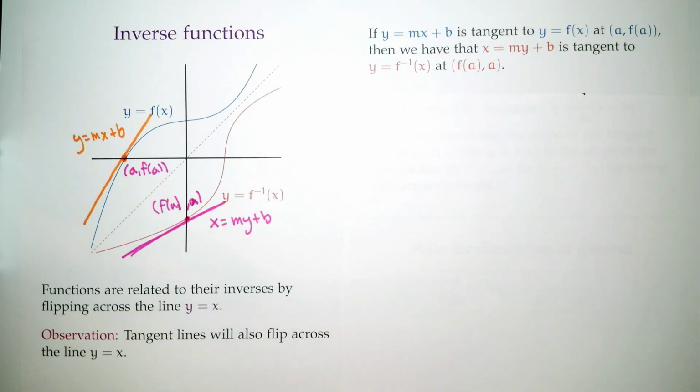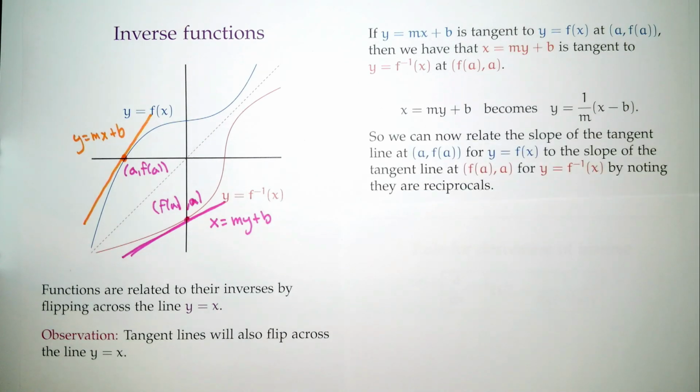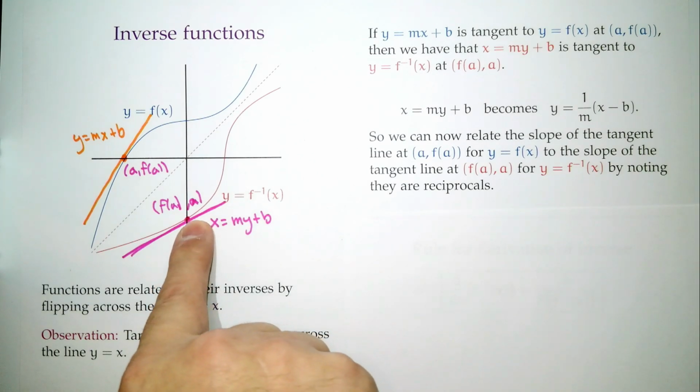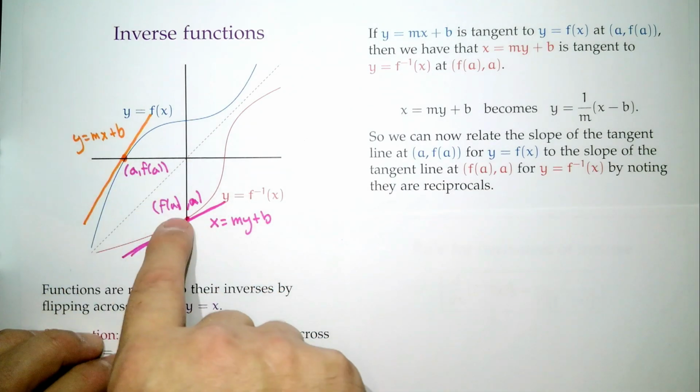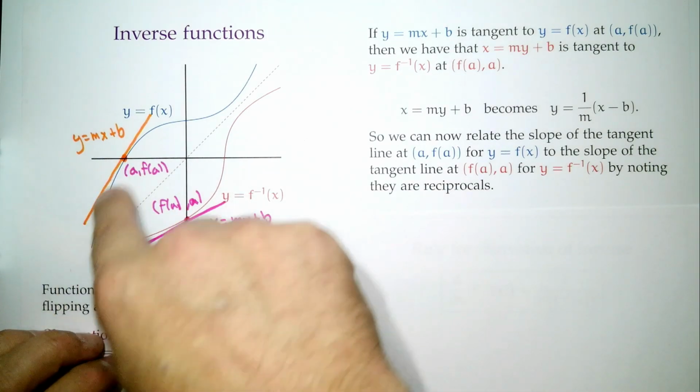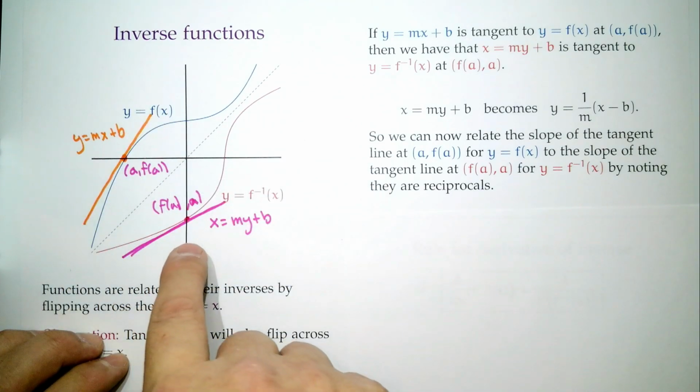Well, we said x equals my plus b. You rewrite it: y equals 1 over m times x minus b. So you can solve for y. So that tells us a lot. It gives us information. In particular, it says, hey, if I want to know the slope of the tangent to the inverse, I figure out what's the point over here that it should match with, find that slope, and then I'm going to flip.